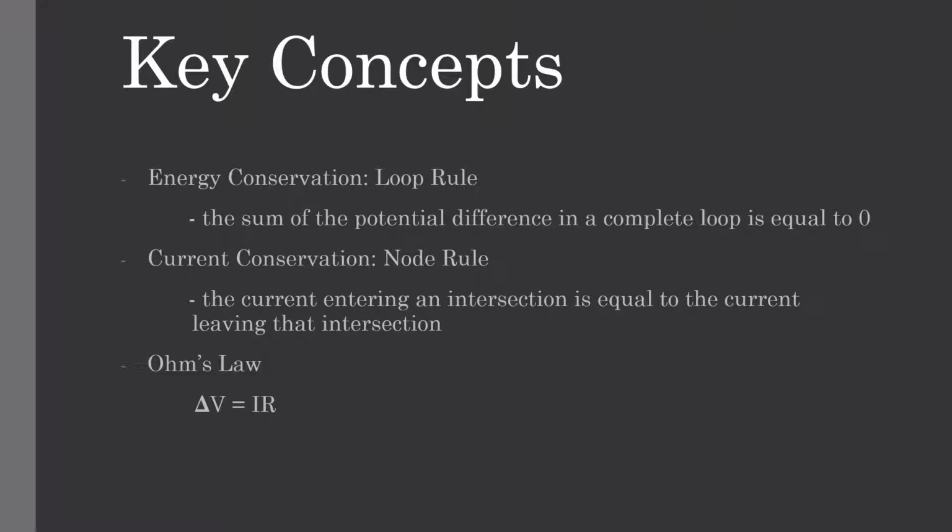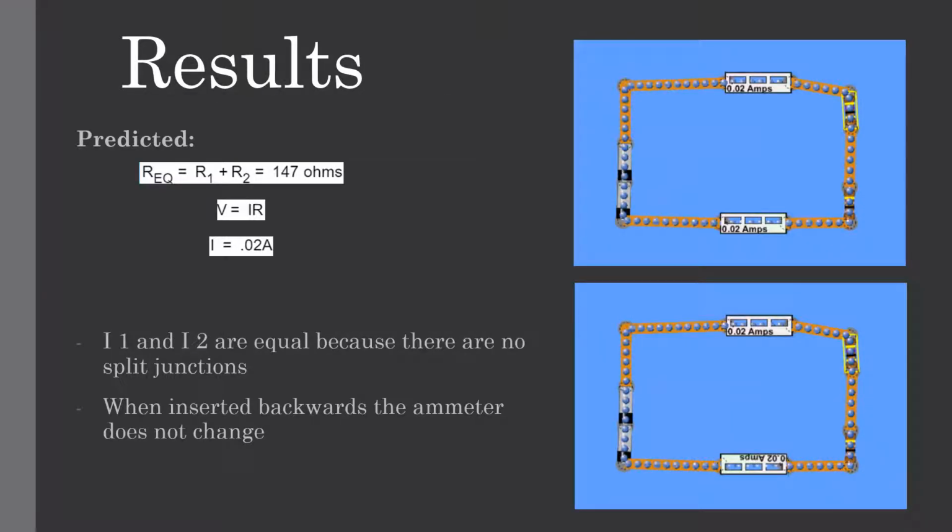current conservation, and the node rule, which states that the current entering an intersection is equal to the current leaving that same intersection. And finally, Ohm's law, which is expressed through the simple equation delta V equals the current times the resistance. Here are my results for the first circuit of the lab.